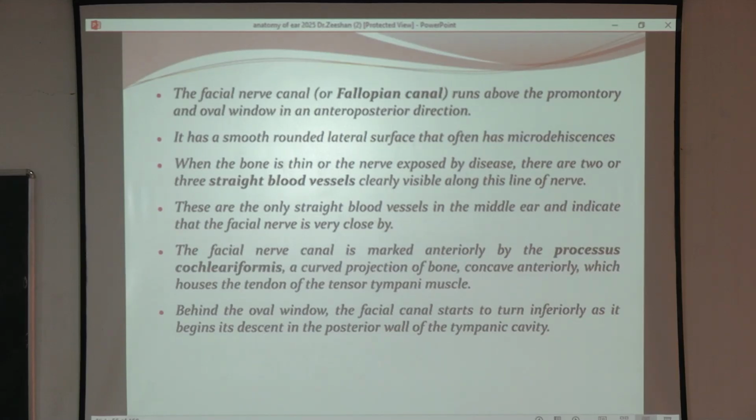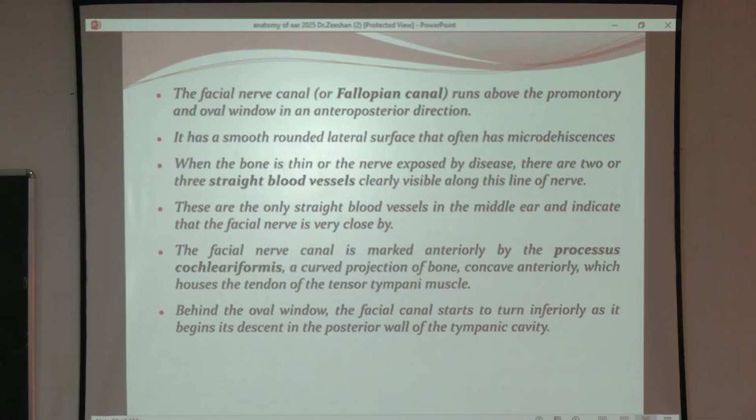Now, और भी क्या structures हैं medial wall में? The facial nerve canal, also called as the fallopian canal, runs above the promontory and the oval window in an anterior-posterior direction. Clear? सामने की तरफ से पीछे की तरफ anterior-posterior direction में run करता है fallopian canal on the medial wall.